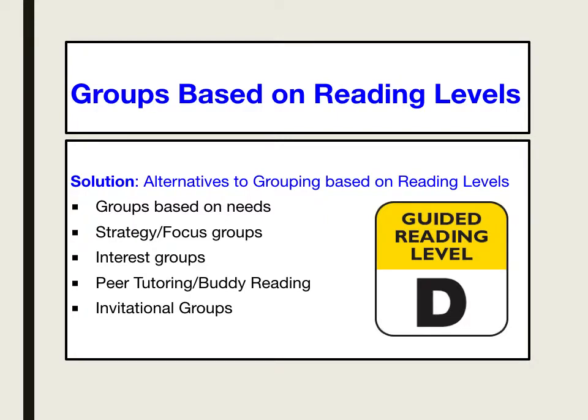It removes stigmas that, for example, Karen is in the low group and John is in the high group. You can easily have a strategy or focus group where you have lower skilled readers who struggle with making connections, just as there's higher leveled readers who struggle with making connections. Level books are fine for students who can read them, but they're not as helpful as the central tool of instruction for our children at risk, and we need to keep this in mind.